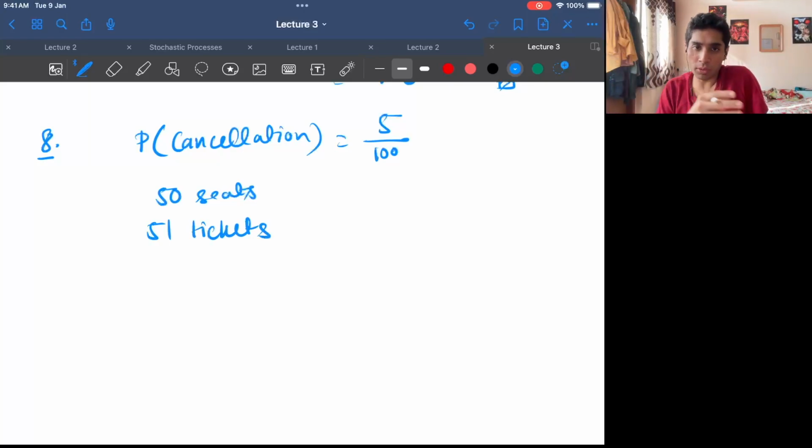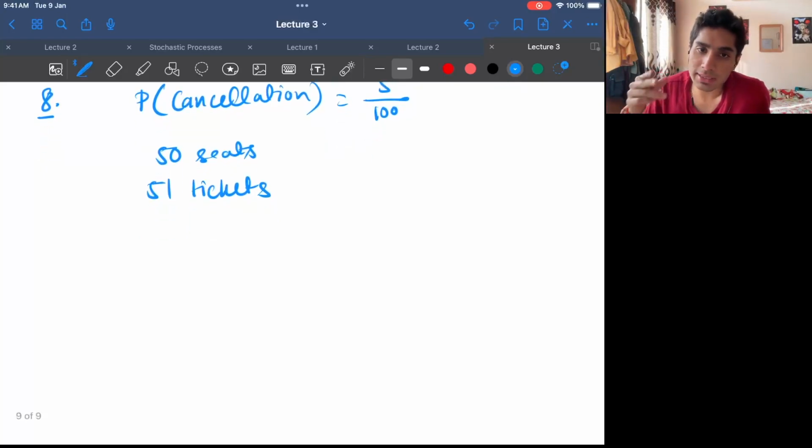So I hope you understand, right? That amongst these 51 tickets, the airline company thinks that someone will cancel the ticket at the last moment, and hence all their seats will still be filled, even if that person doesn't come. So this is a kind of a risk that they take. Okay.